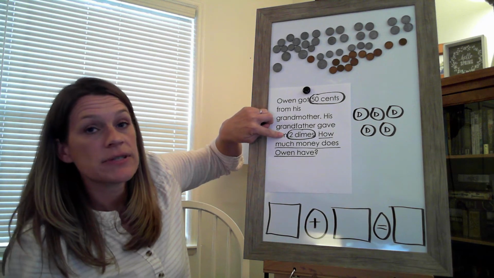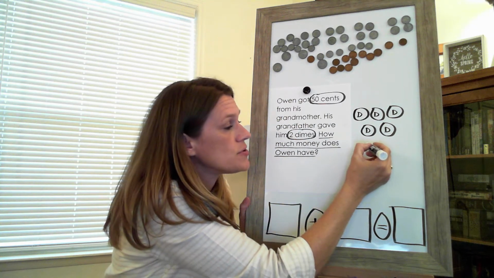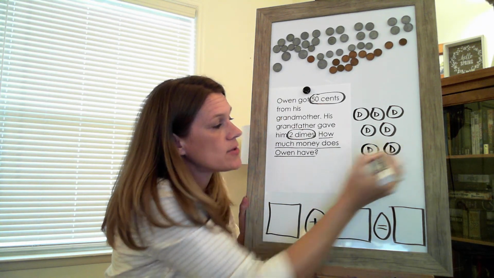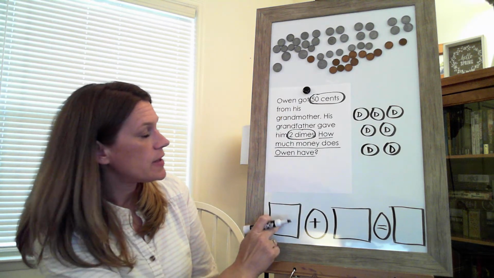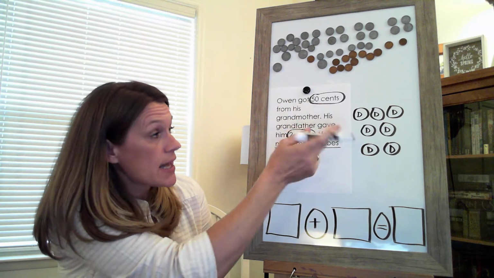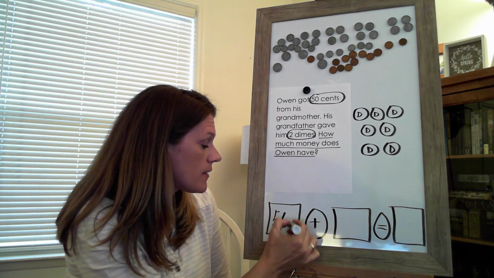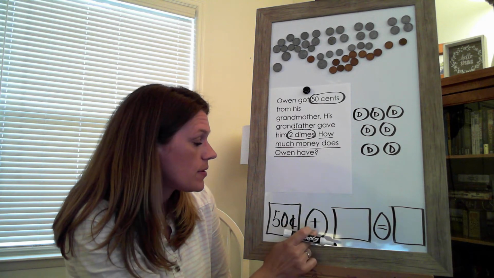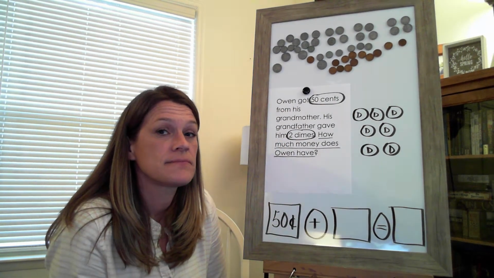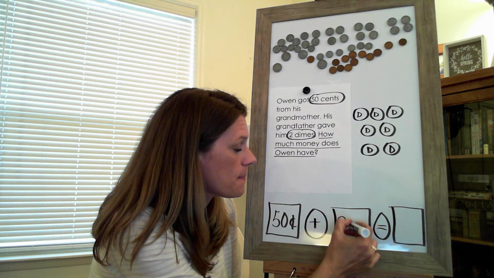How many dimes did he receive from his grandfather? 2. All right, so let me draw 2 more dimes. These are how many dimes he has all together. So let's fill in those numbers. He received 50 cents, which is 5 dimes. So we want to make sure that we write 50 cents here, plus, how much is 2 dimes? How much money is that? 20 cents, that's right.